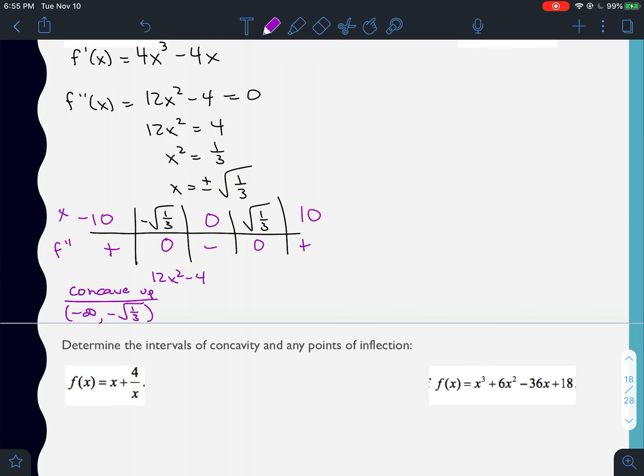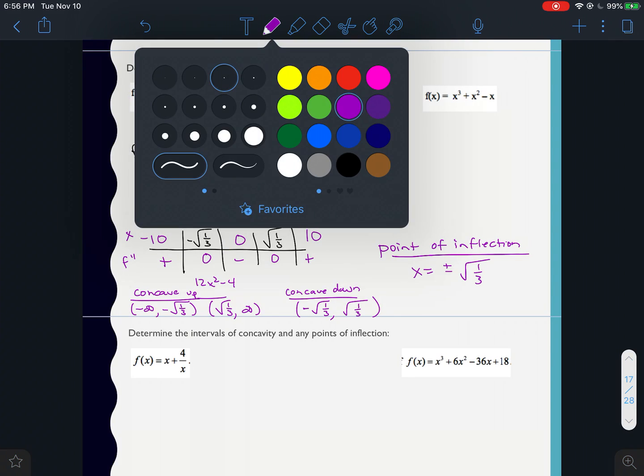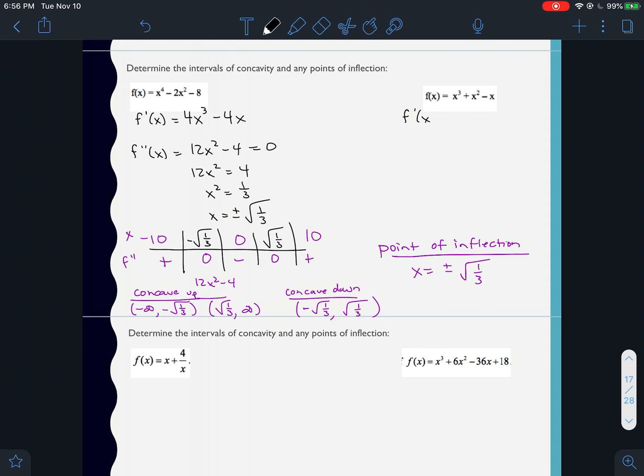So my original f of x function is going to be concave up from negative infinity to negative square root 1/3, because that's where the second derivative is positive, and also from positive square root 1/3 to infinity. And then my original function is going to be concave down, where the second derivative is negative, from negative square root 1/3 to positive square root 1/3. And where does the function have a point of inflection? Well, the original function is going to have a point of inflection where the second derivative is equal to 0 and changes signs, and that occurs when x equals plus or minus the square root of 1/3.